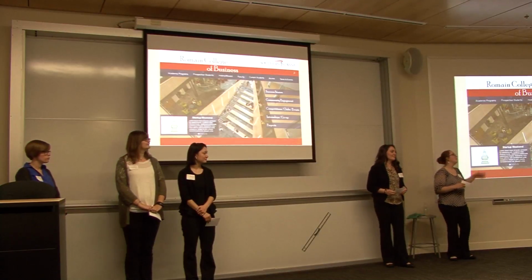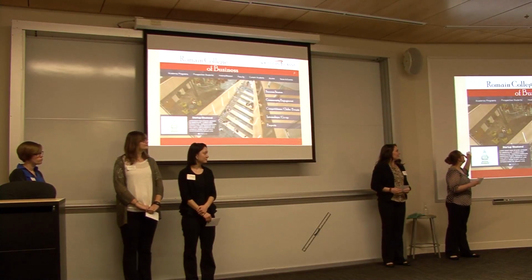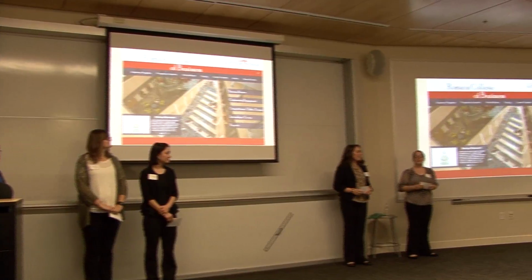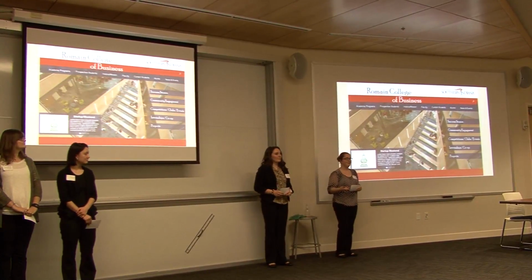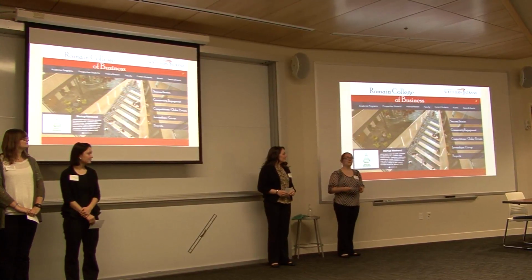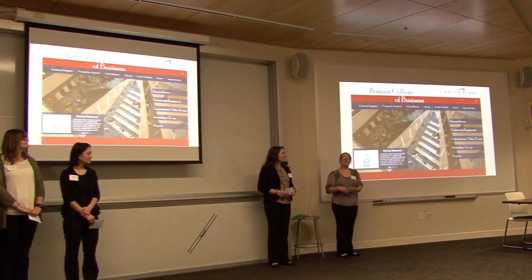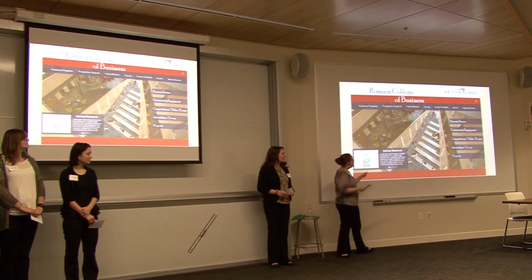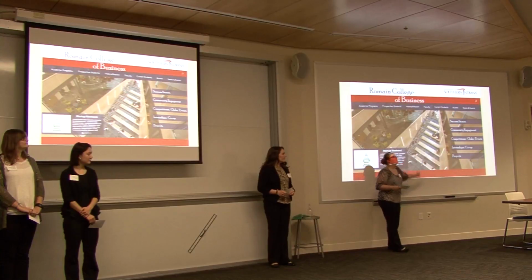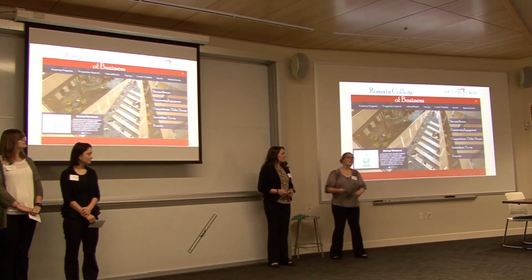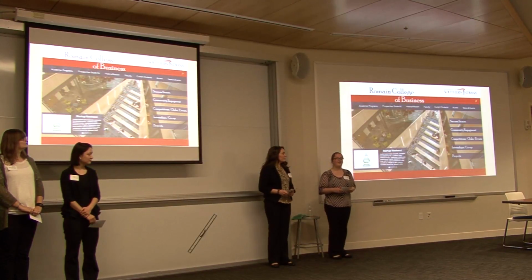As you can see, we have a main navigation bar at the top, and you can scroll over that and a drop-down menu will come down to allow you to go deeper into the site. For example, if you clicked on academic programs, it would come up with all of the programs available in the Romain College of Business. We also have tabs at the right, which are modeled after the piano stairs in the atrium of the Romain Business Building.